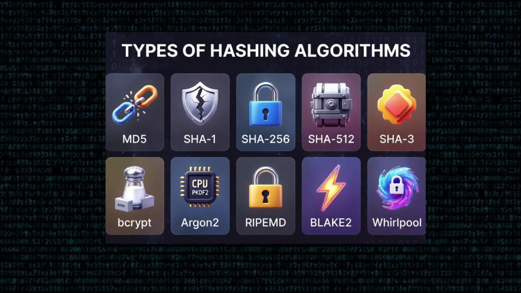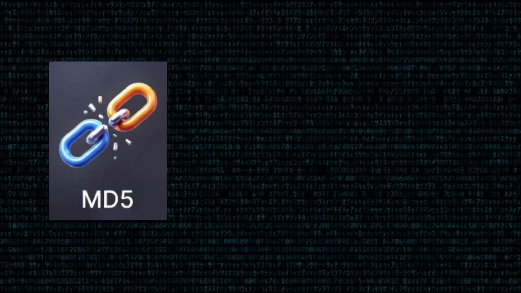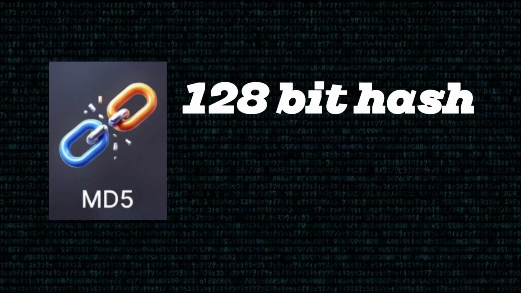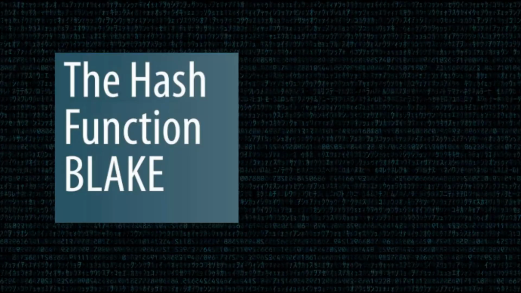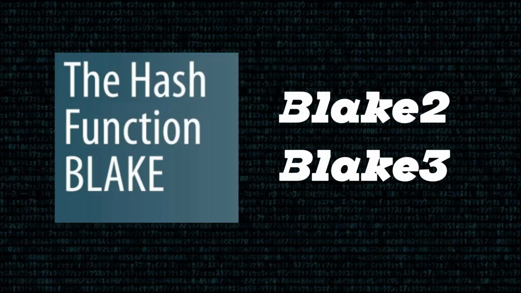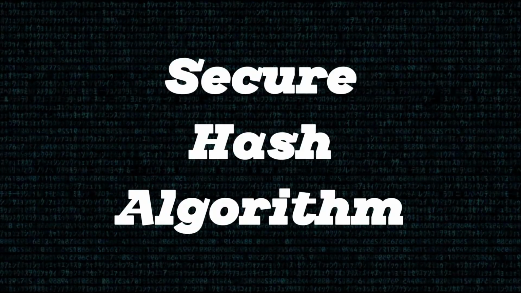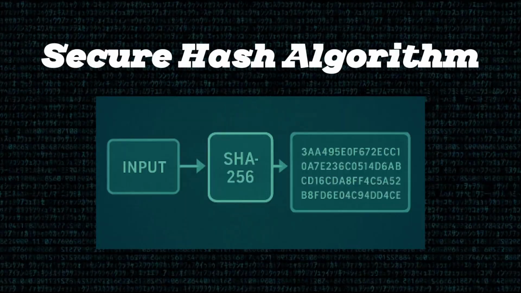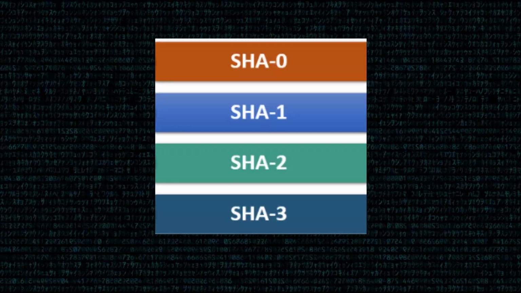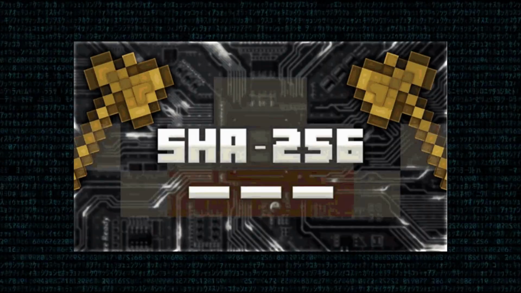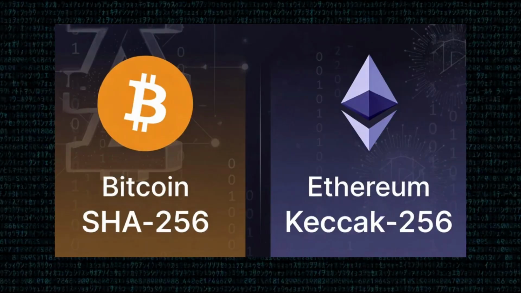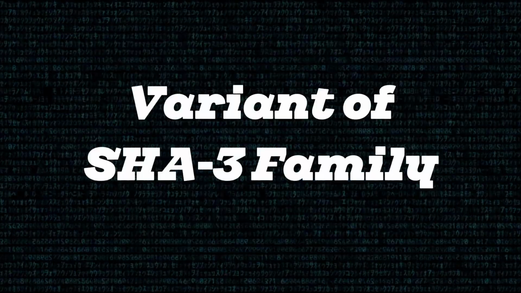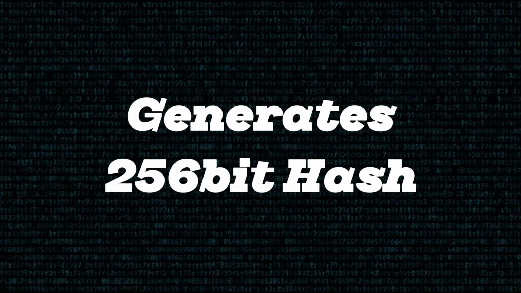There are different types of hashing algorithms. We have MD5, which always produces a 128-bit hash. It was once widely used, but today it's considered broken. Then we have Blake. There are actually different versions of Blake, like Blake 2, Blake 3. Then there is another algorithm named Secure Hash Algorithm, which in short we call SHA. It also has different versions, one of which is SHA-256, which is widely used in the blockchain and cryptocurrency space. Bitcoin uses SHA-256, Ethereum uses Keccak-256, which is a variant of the SHA-3 family, and they both generate a 256-bit hash.